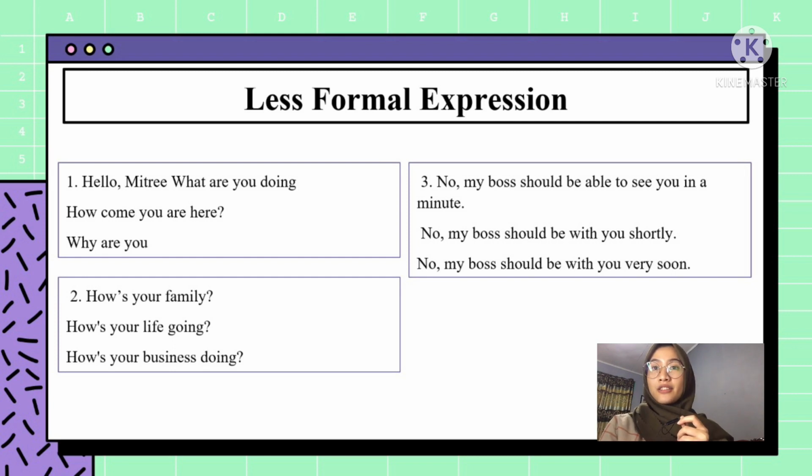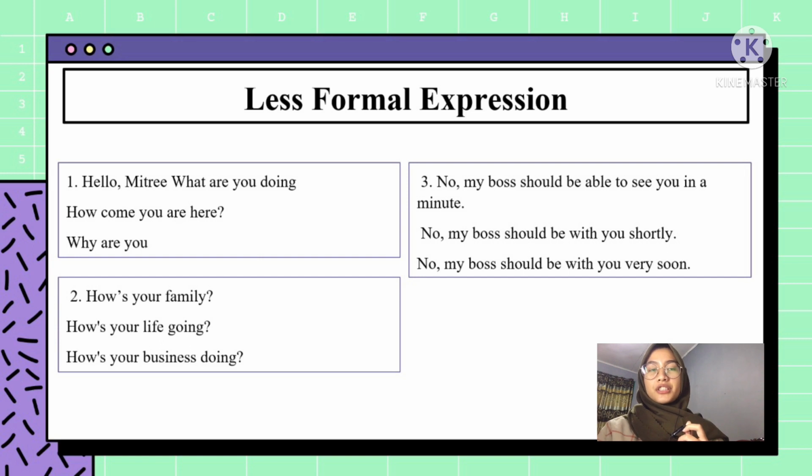When receiving a visitor that the secretary already knows, less formal expressions may be used that are more friendly. The secretary would say, "Hello, Mitre, what are you doing?" Or, "How come you are here?"